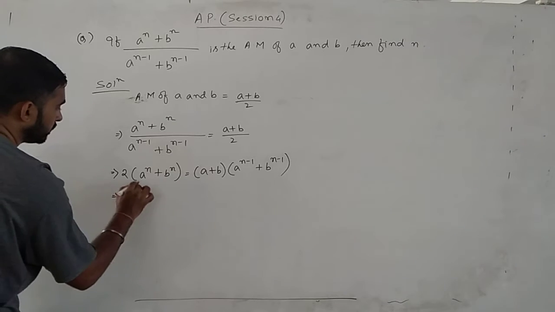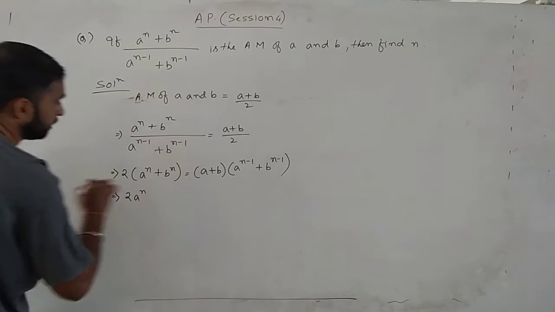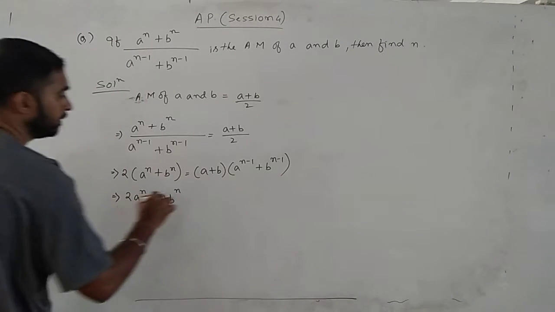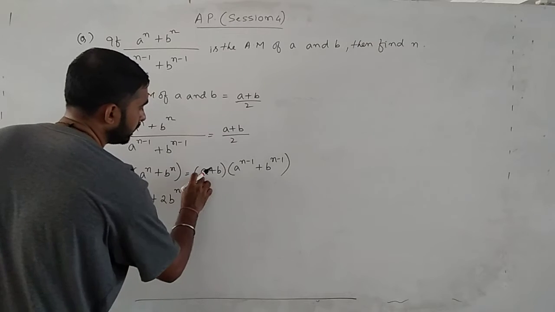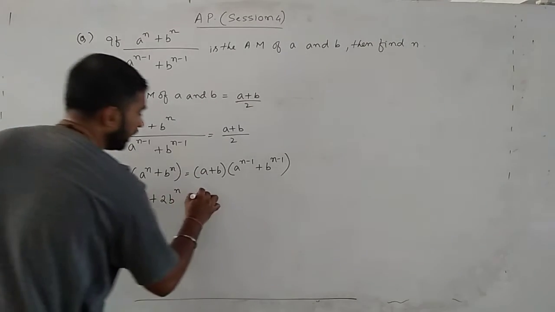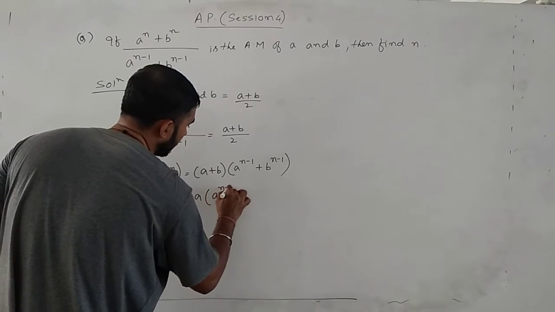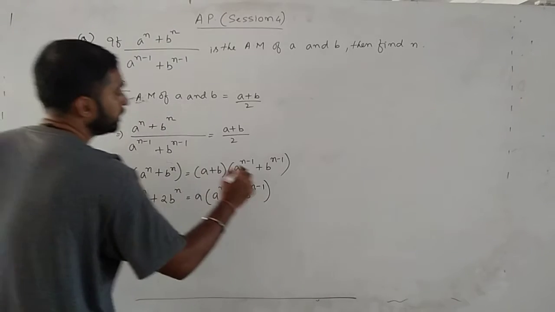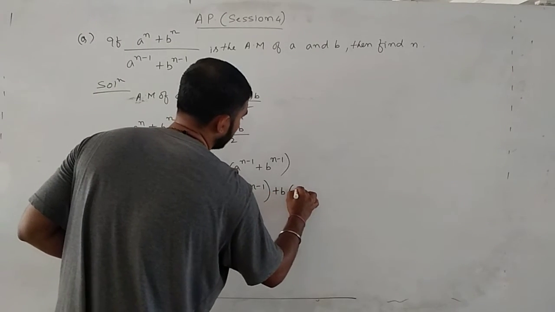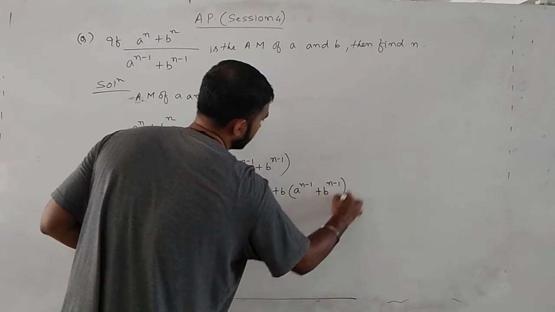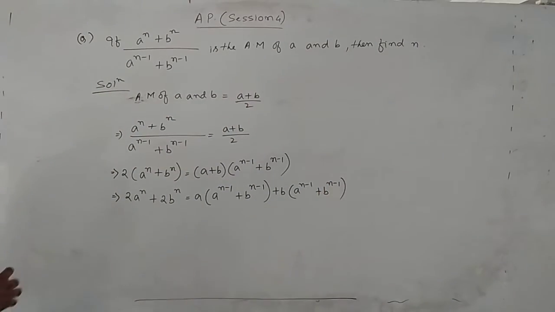Now multiply them. Twice a to the power n plus twice b to the power n equals, here we multiply this one by using the distributive property. a into a to the power n minus 1 plus b to the power n minus 1, then plus b into a to the power n minus 1 plus b to the power n minus 1.